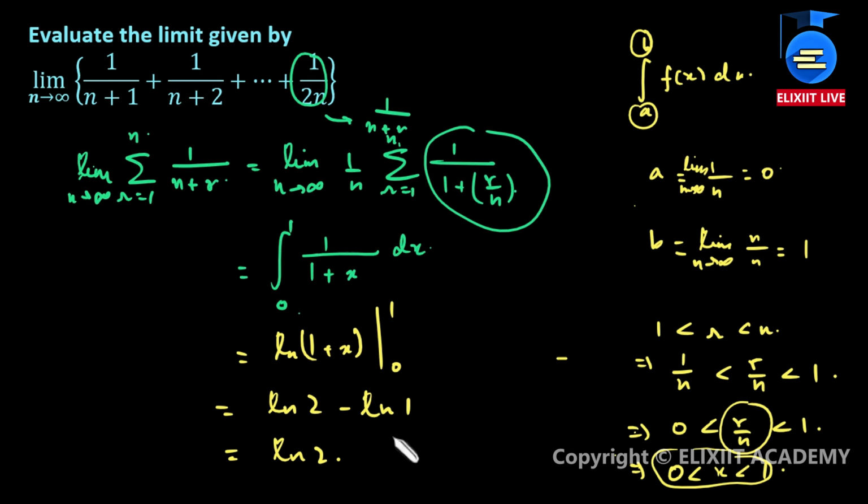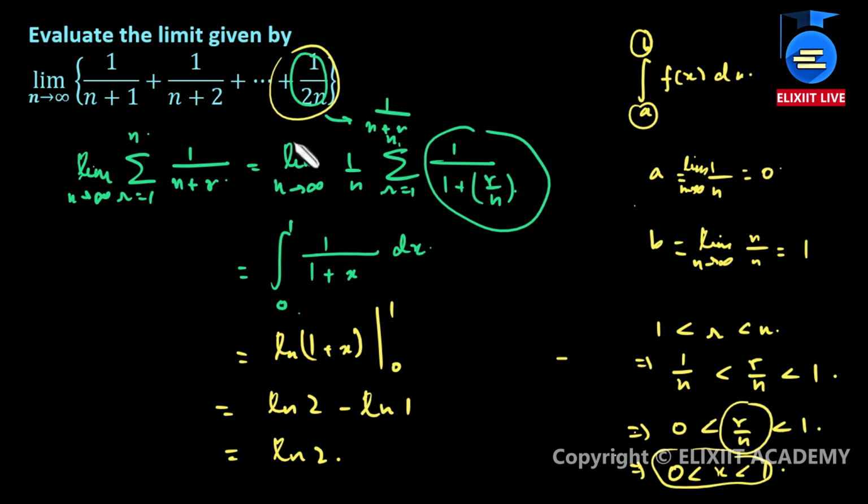Otherwise, you can just learn one short trick also. We have a short trick for this particular question. This question could have been given in this manner: limit n tends to infinity, 1 upon n plus 1, plus 1 upon n plus 2, and so on up to, let's say, 1 upon 3n. This could have been up to 1 upon 4n. Likewise, you have to evaluate. In the place of 1 upon 2n, we would have simply got 1 upon 3n, or 1 upon 4n.